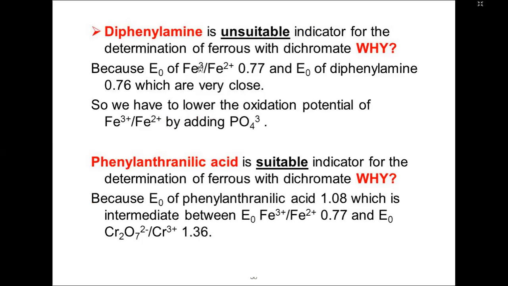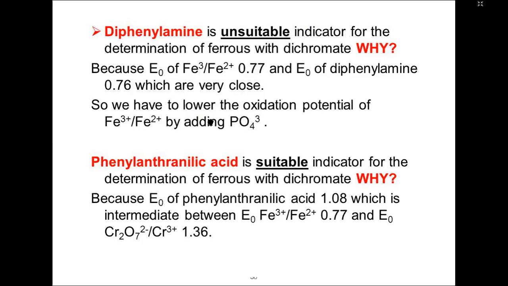Because the E naught value of iron is 0.77 volt and the E naught of diphenylamine is 0.676, which are very close. So these two values are very close. Very close means how close? The difference is less than 0.15 volt. Since the difference is less than 0.15 volt, you cannot use it. However, it is also given how you can use it.